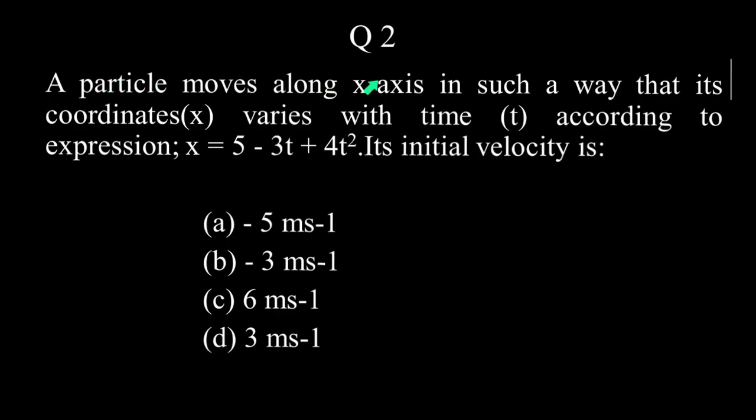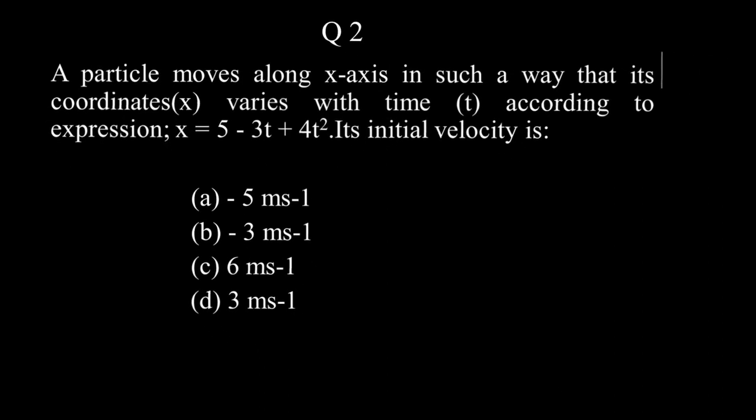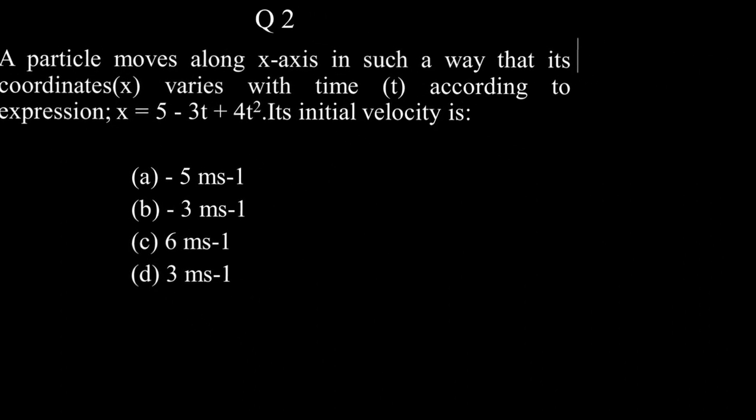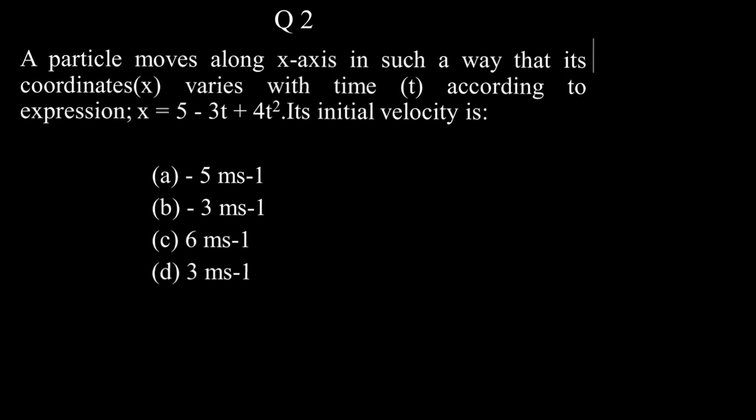A particle moves along the x-axis in such a way that its coordinate x varies with time t according to the expression x is equal to 5 minus 3t plus 4t square. Its initial velocity is. Pretty straightforward question. What is given to us here? Basically, the displacement-time relation is given here.